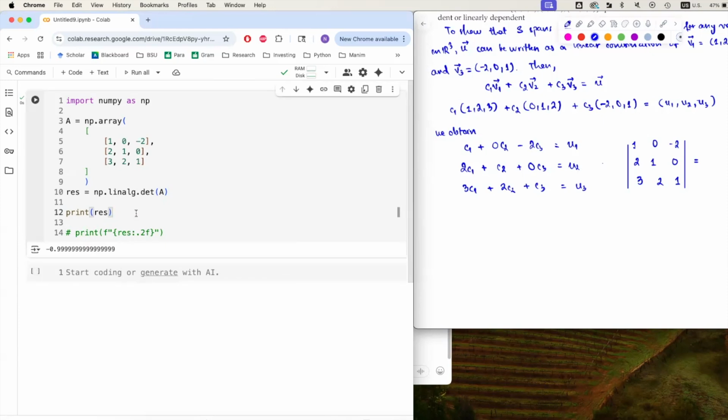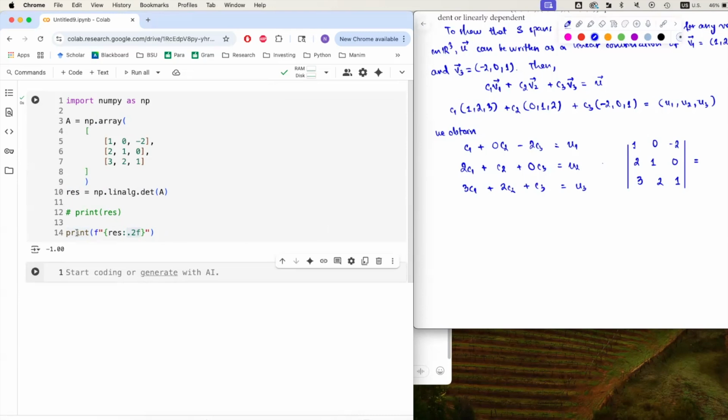Or you can round off all the decimal places up to just 2 decimal places. So we are using something called an f-string, right? Where you have the result and you just minimize the number of floating points up to just 2 decimal places to get negative 1.00. Okay. So either one should be fine. That's going to give you the answer, which is negative 1.